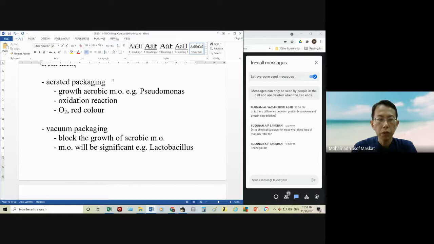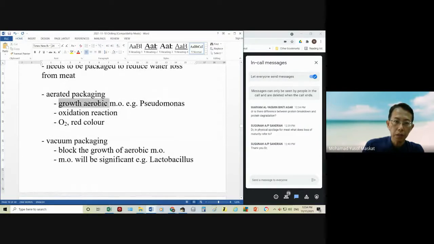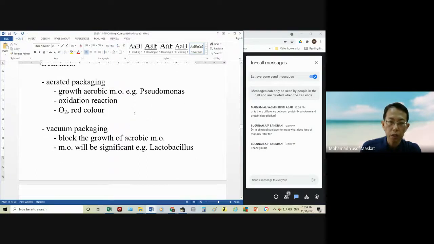When there is the presence of oxygen, as we discussed just now, myoglobin will bind with oxygen to produce oxymyoglobin, that is the red color, which is preferred by the consumers. All of this will happen in a normal packaging, where there is oxygen. But the setback is there is growth of aerobic microorganisms.